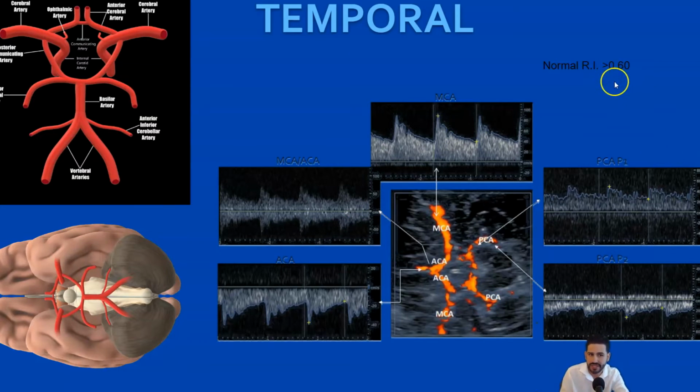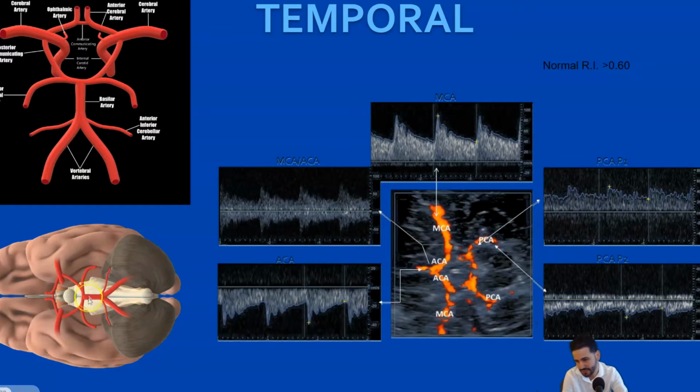The normal resistive index is greater than 0.6, which is important because patients that have hypoxia or hypoxic-ischemic encephalopathy will normally have lower resistive indices due to brain sparing effects. So they're going to be receiving a lot more blood flow. So that's an indicator of hypoxia.